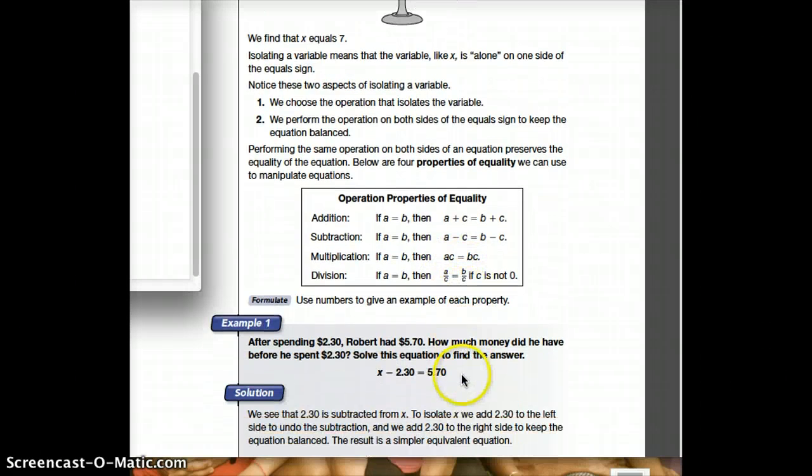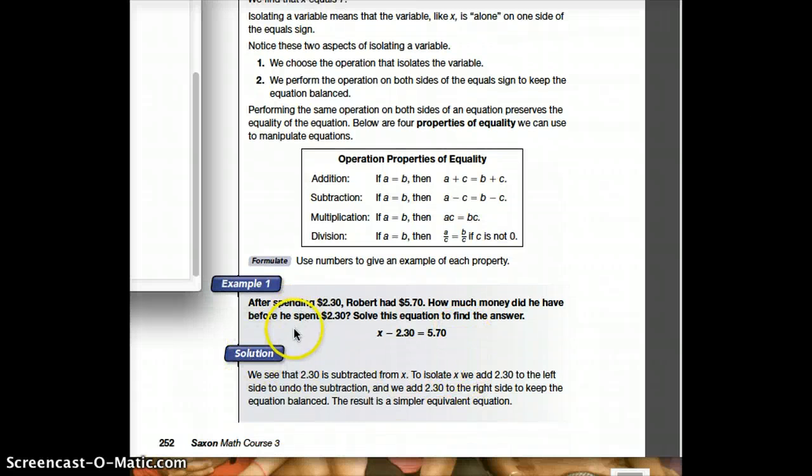Okay, so let's look at the first example. After spending $2.30, Robert had $5.70. How much money did he have before he spent $2.30? Solve this equation to find your answer. Okay.